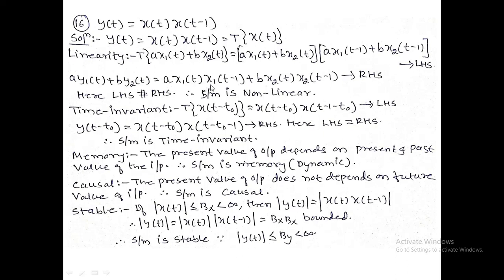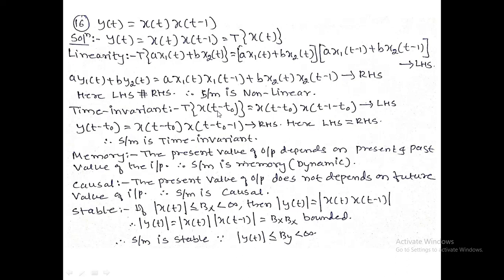A into x1 of t minus 1 plus b. What is the y2 of t? Y2 of t equal to x2 of t multiplied with x2 of t minus 1. This is RHS. Comparing LHS and RHS, both are not equal. System is non-linear. Go for time invariant.